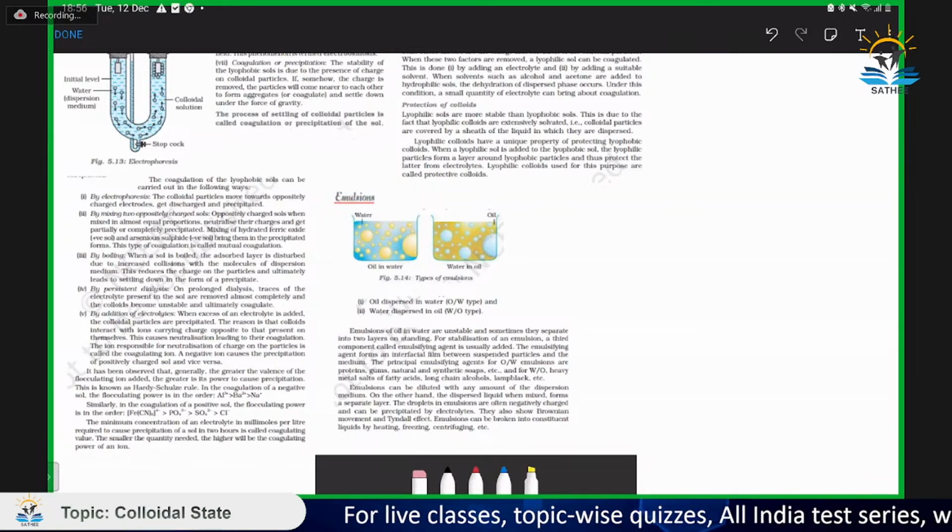This is known as the Hardy-Schulze rule. In the coagulation of a negative sol, the flocculating power is in the order Al3+ greater than Ba2+ greater than Na+. Basically, if you add AlCl3 or MgCl2, your sol is going to break faster, and your sol is going to break fastest in the case of Al3+.